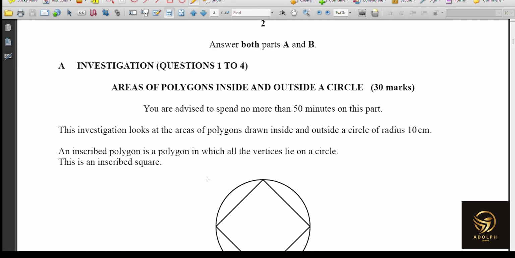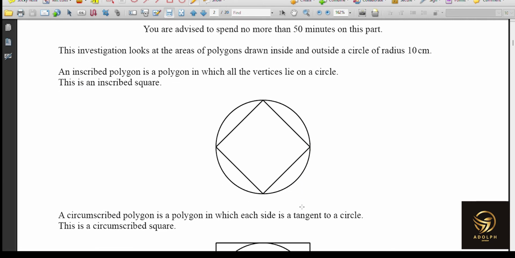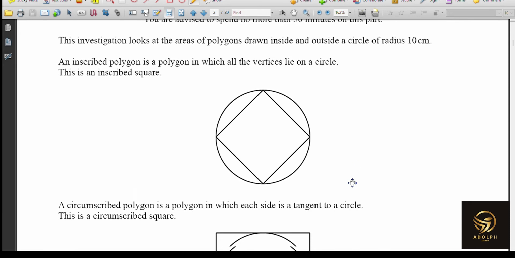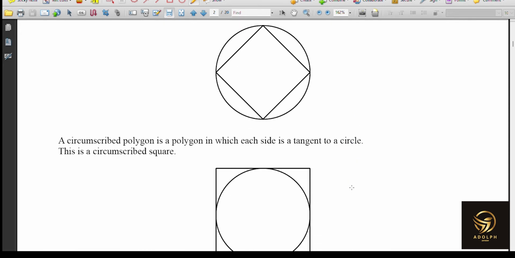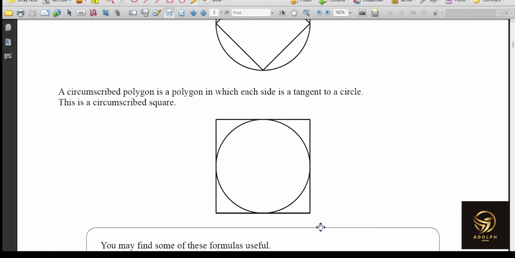This investigation looks at the areas of polygons drawn inside and outside a circle of radius 10 cm. An inscribed polygon is a polygon in which all the vertices lie on a circle. This is an inscribed square. So you can see that square is inside the circle. A circumscribed polygon is a polygon in which each side is a tangent to a circle. This is a circumscribed square. So if you see, all the four sides are touching the circle circumference and they are acting as a tangent.